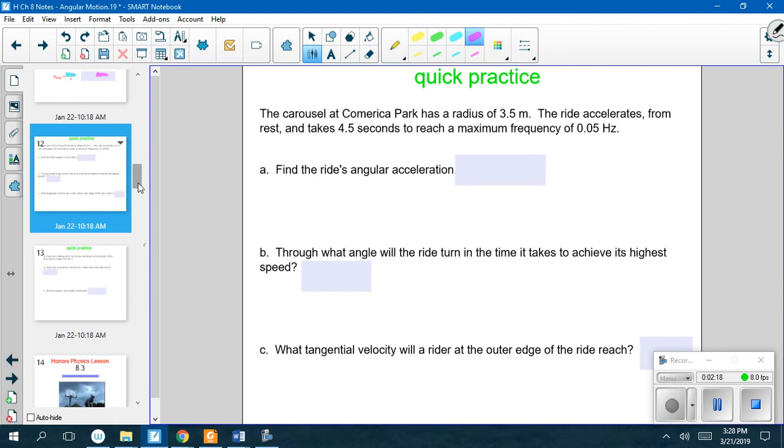Alright, so you're on a carousel at Comerica Park. Oh man, wouldn't it be nice to go to a Tigers game right about now. But anyways, you're at the park. The carousel is going around, it's got a radius of 3.5 meters, and it gives you a maximum frequency of 0.5 hertz in 4.5 seconds.